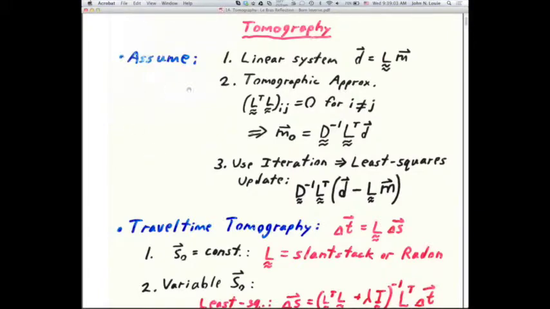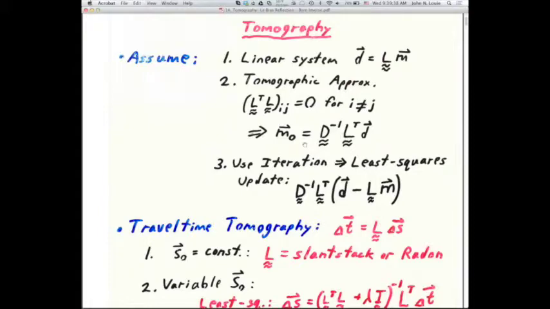All right, so for tomography as a general idea, we're going to assume we have some kind of linear system. So the data is equal to some L matrix applied to a model. Okay, and the data and model are column vectors. The tomographic approximation is that the off-diagonal elements of L transpose L are zero, which means that you can get a first estimate, M sub zero, of the model.